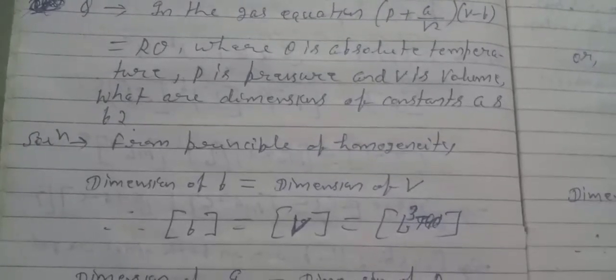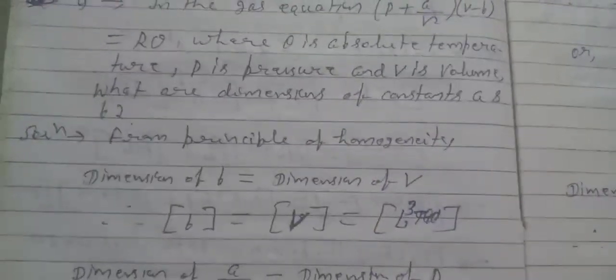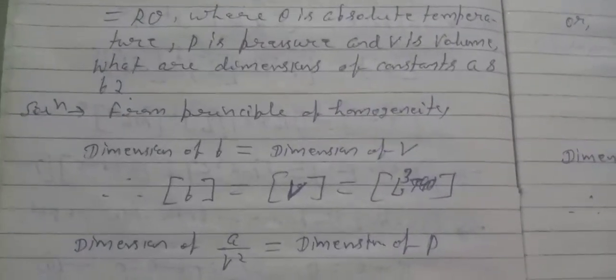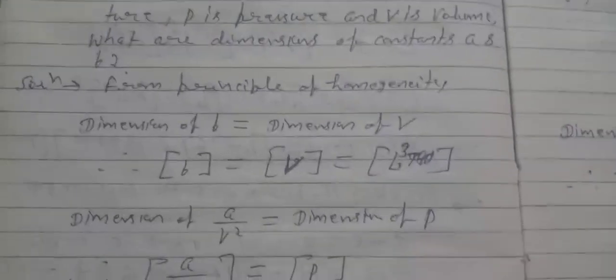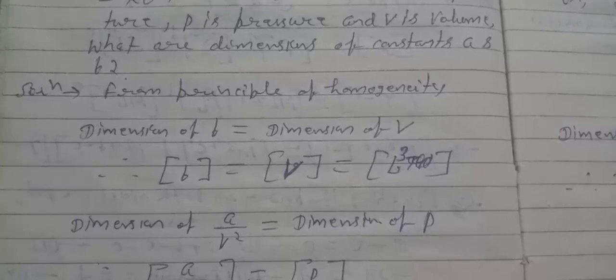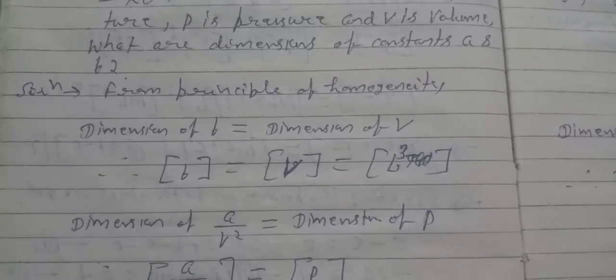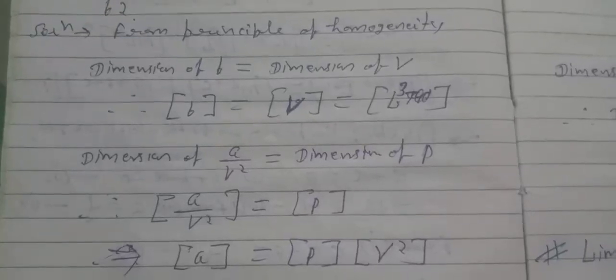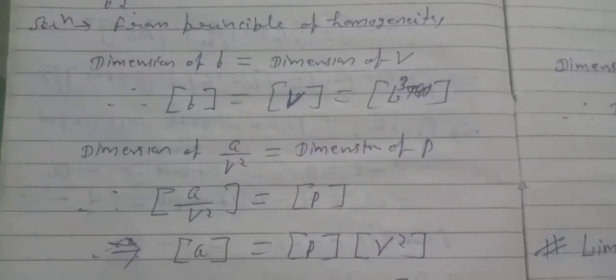dimension of B must be equal to the dimension of V. So dimension of B equals dimension of V. Writing the dimensional formula for V, hence dimensional B equals dimensional V. Now dimensional V equals L to the power 3. So dimension of B is L cubed.